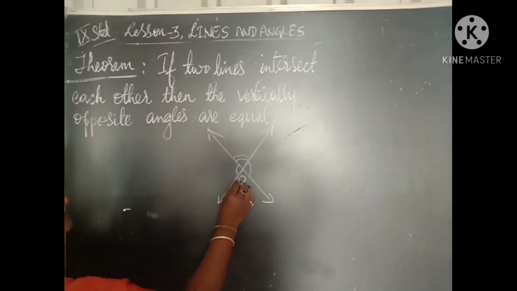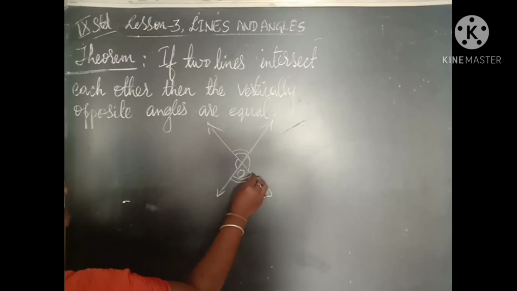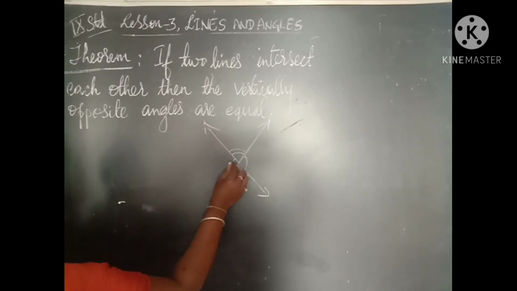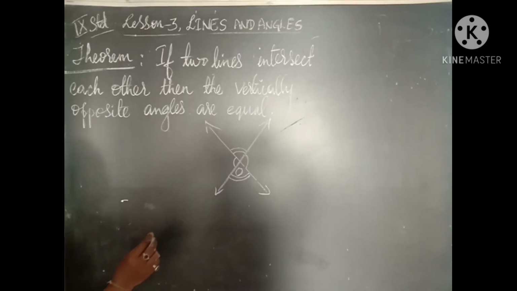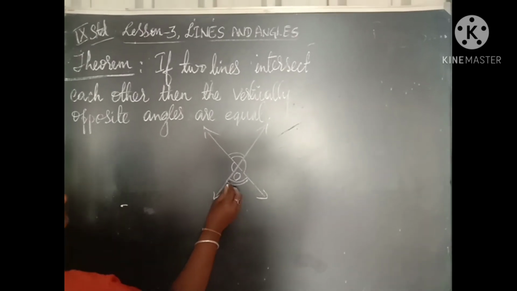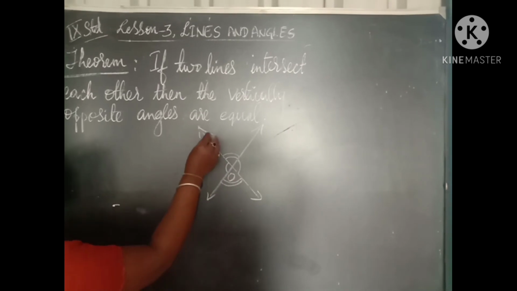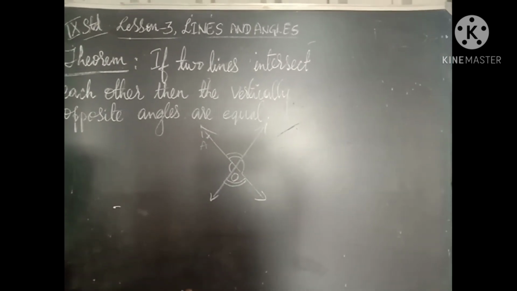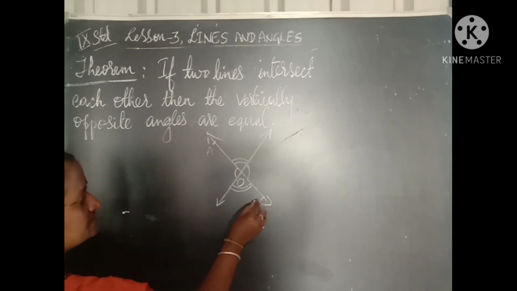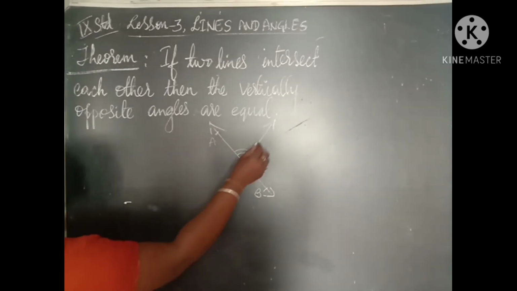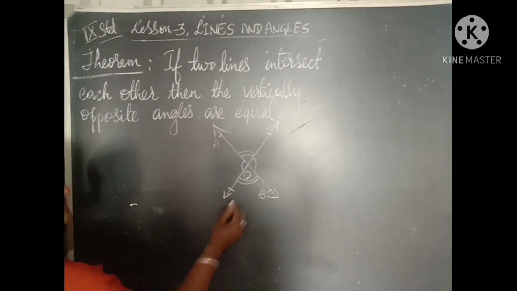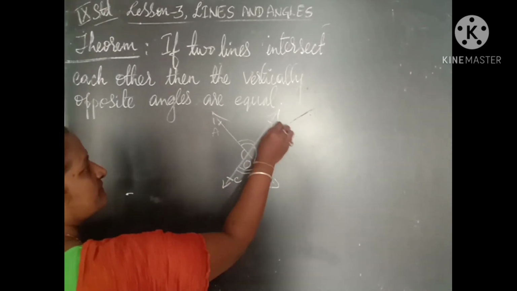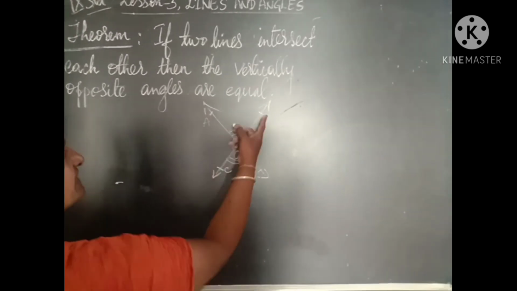We studied. Yes or no, children? Now, let us learn what we get from vertically opposite angles. They are equal. Okay, how to prove it? So this is O I have taken. Let us call this line A, B, this point is B, and this is C, D. Okay, two lines AB and CD.